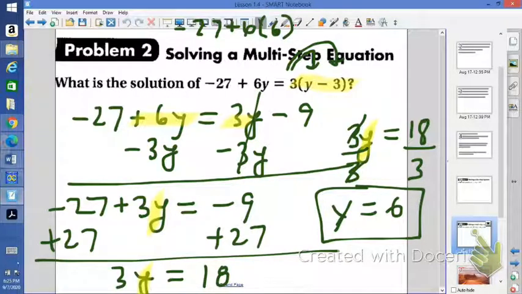Now if we plug that back in, so you have negative 27 plus 6 times 6. Alright, what does that give us? It gives us a positive 9. So the left-hand side of the equal sign equals 9 when we plug in 6. When we plug in 6 to the right-hand side, 6 minus 3 is 3. 3 times 3 is 9. So 9 equals 9. y equals 6 is the solution.